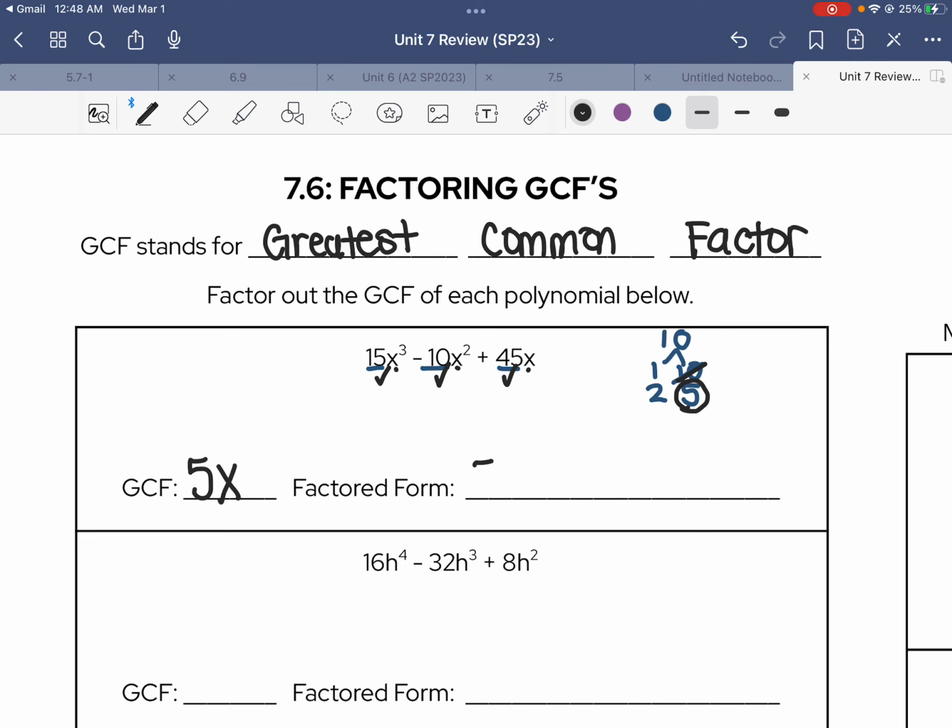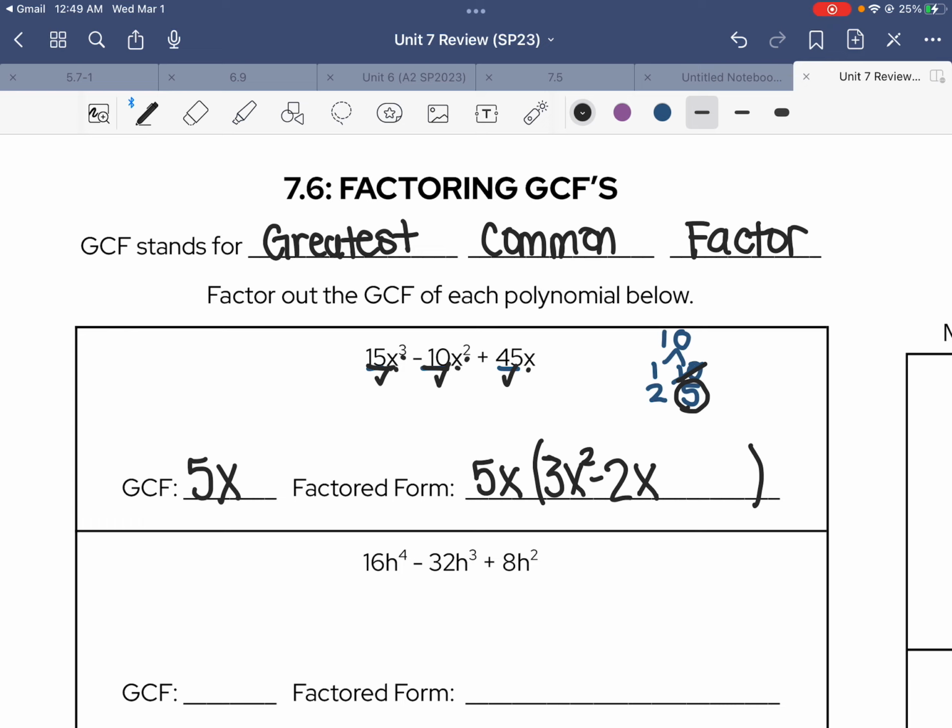Then, for factored form, I put 5x in front, and inside the parentheses, I'm going to do two things. I'm going to divide by 5 and take away an x. So 15 divided by 5 is 3. And I had 3 x's, but I'm putting 1 out front, so now I only have 2. Then, negative 10 divided by 5 is negative 2. I had 2 x's, but I'm taking 1 away, so now I only have x to the first.